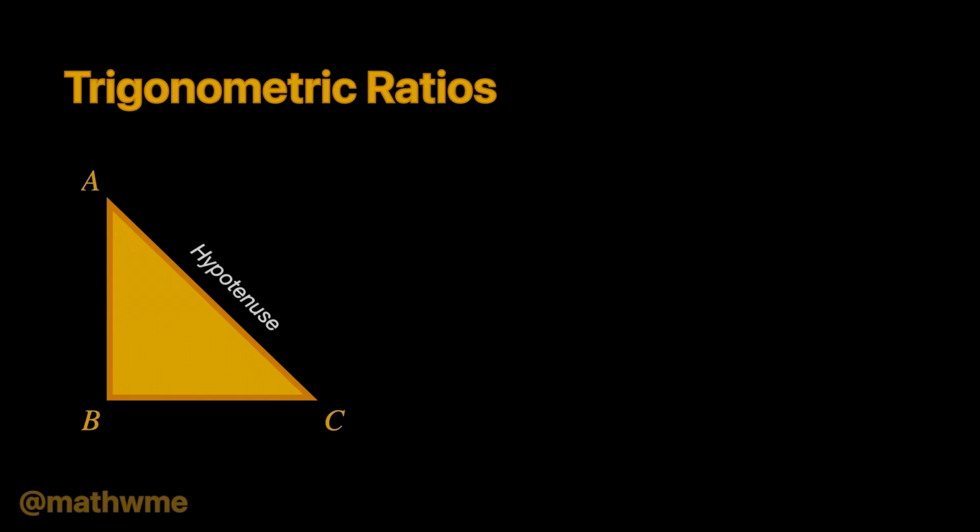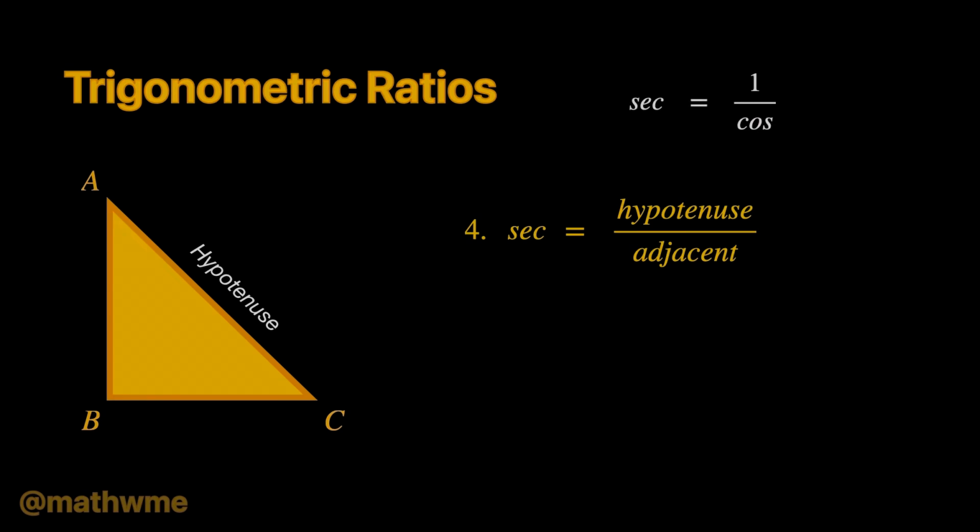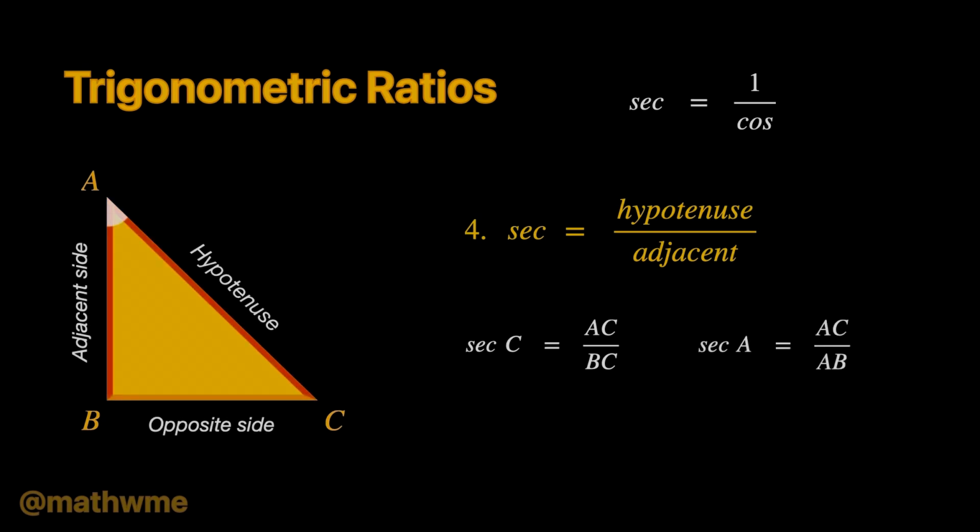Moving on to the fourth trigonometric ratio, that is secant, which is given by hypotenuse by adjacent. So we can also represent it as 1 by cos. From angle C, it is represented by AC by BC, where BC is the adjacent side with respect to angle C. Similarly, from angle A, it is represented by AC by AB.